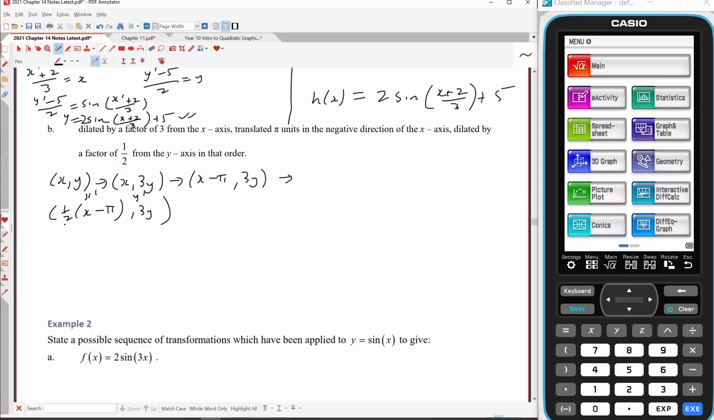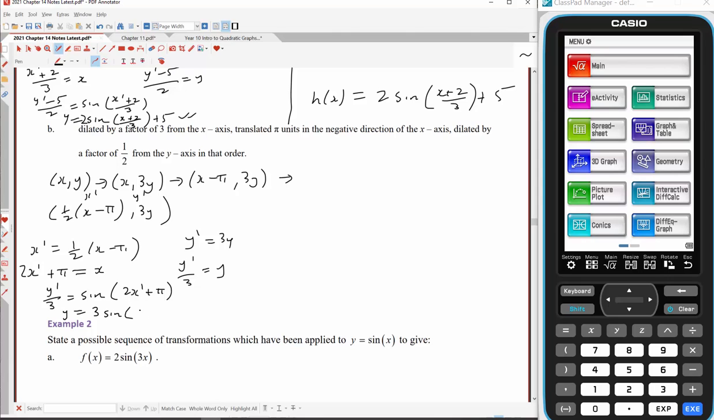x dash, y dash. x dash equals half x take pi, y dash equals 3y. So y dash on 3 equals y, and multiply by 2 and add pi. So 2x dash plus pi equals x. Right, time to make the new function. So we've got y dash on 3 equals the sine of 2x dash plus pi, times by 3. y equals 3 sine of 2x plus pi.